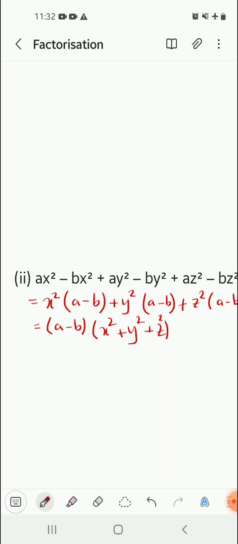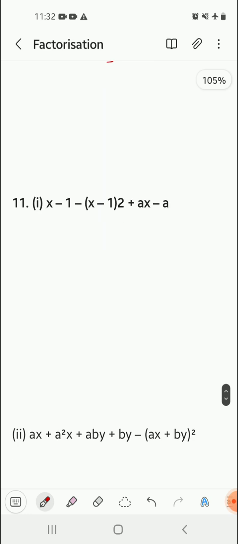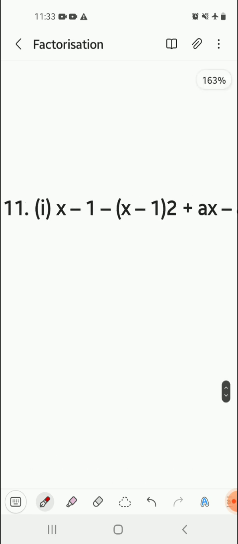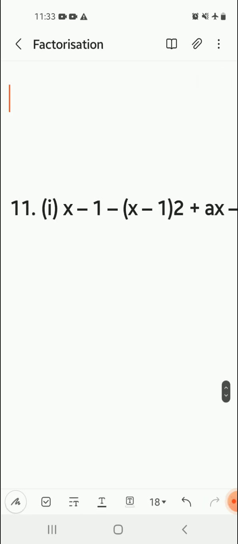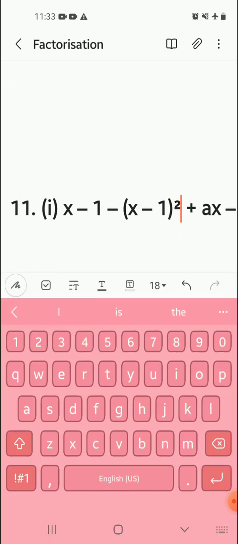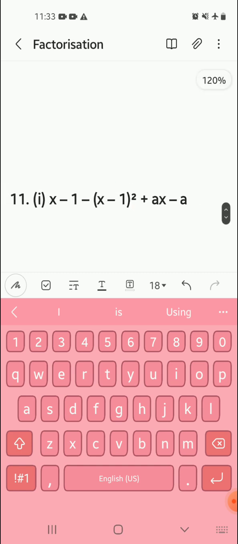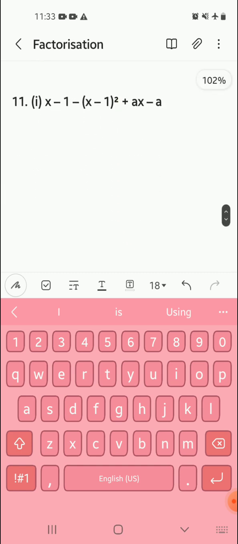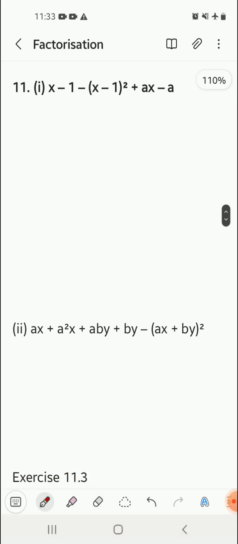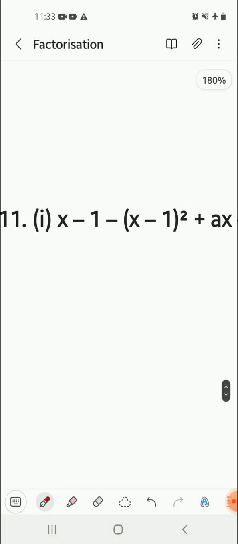Now moving on to the next question, number 11. Over here, first we have to remove the brackets. See, this is actually x square. Now we have to solve this equation. First of all, we have to remove the brackets and see what is possible.